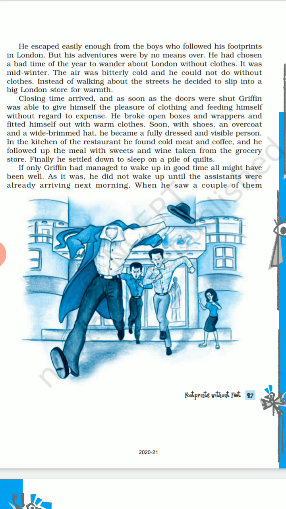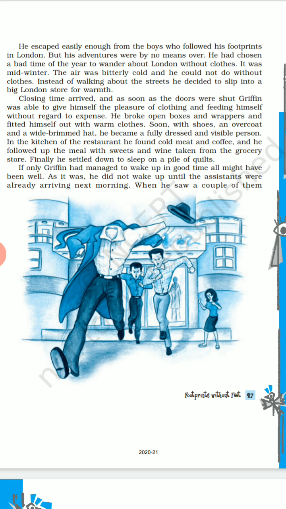He had chosen a bad time of the year. The narrator says so because it was midwinter when he discovered this and became invisible. The air was bitterly cold, too cold, and it was unbearable for him to bear the extreme coldness. Without clothes, it was very difficult for him to survive.